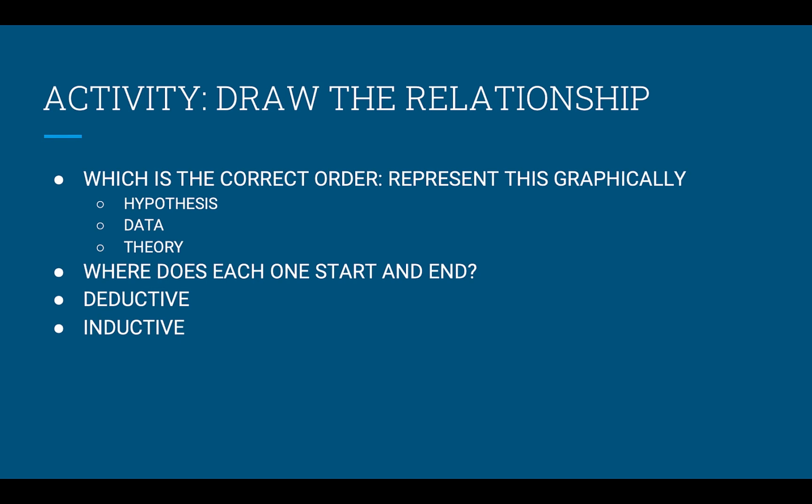So deductive, where do you start? Do you start with theory? Do you start with data? Or do you start with your hypothesis? What comes second and what comes third? It could be in a list format, this could be little bubbles with an arrow, whatever is a graphic way that you can represent this.